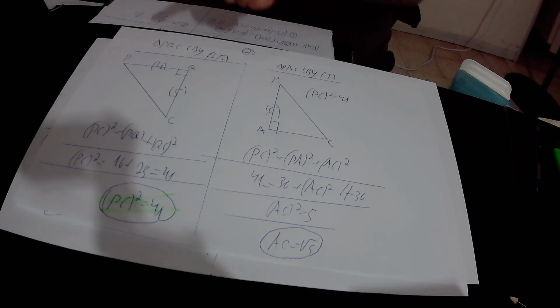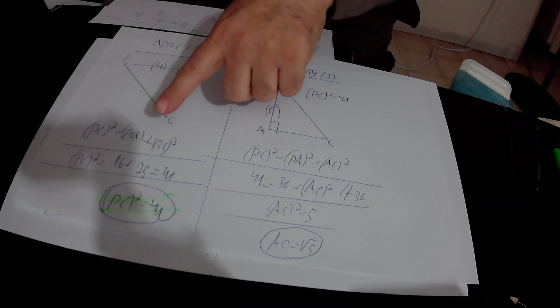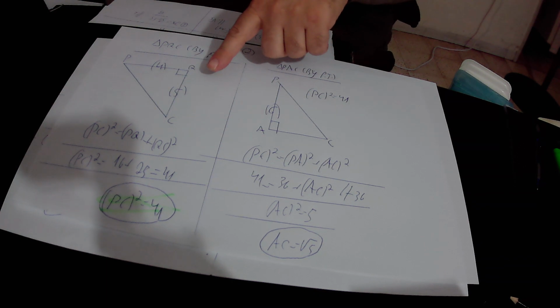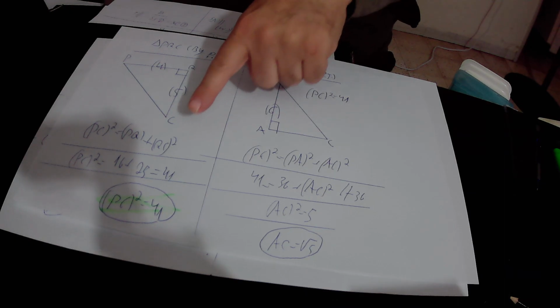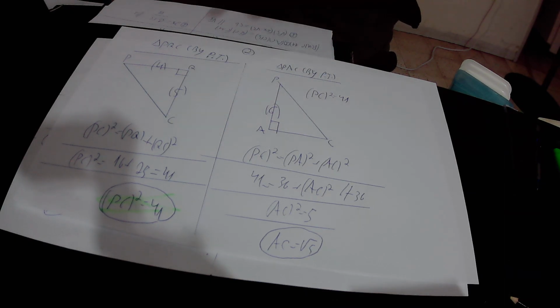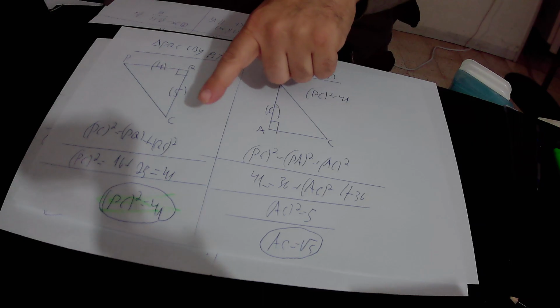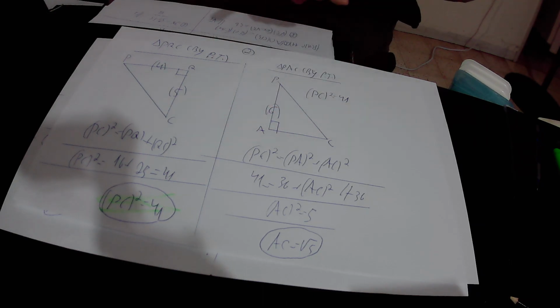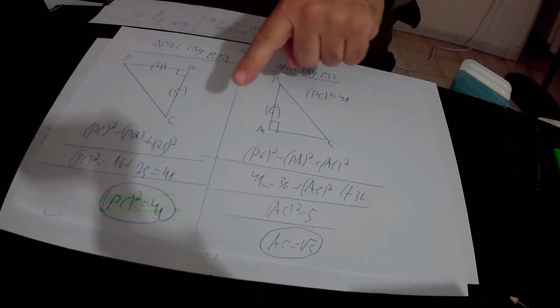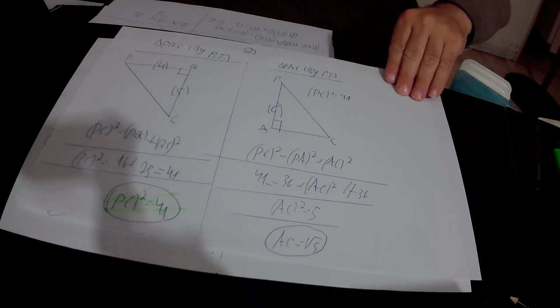So PC square, the square of the hypotenuse, equals PQ square. PQ is 4, therefore PQ square is 4 square, that is 16, plus QC square. QC is 5, therefore QC square is 5 square, that is 25. So in total, PC square equals 16 plus 25, that is 41. Here PC square, the square of the hypotenuse, equals 41.